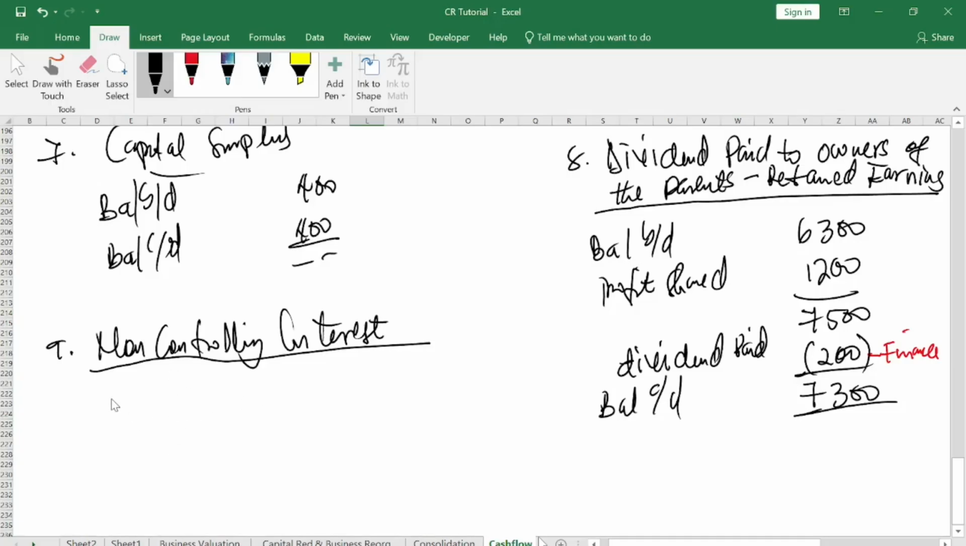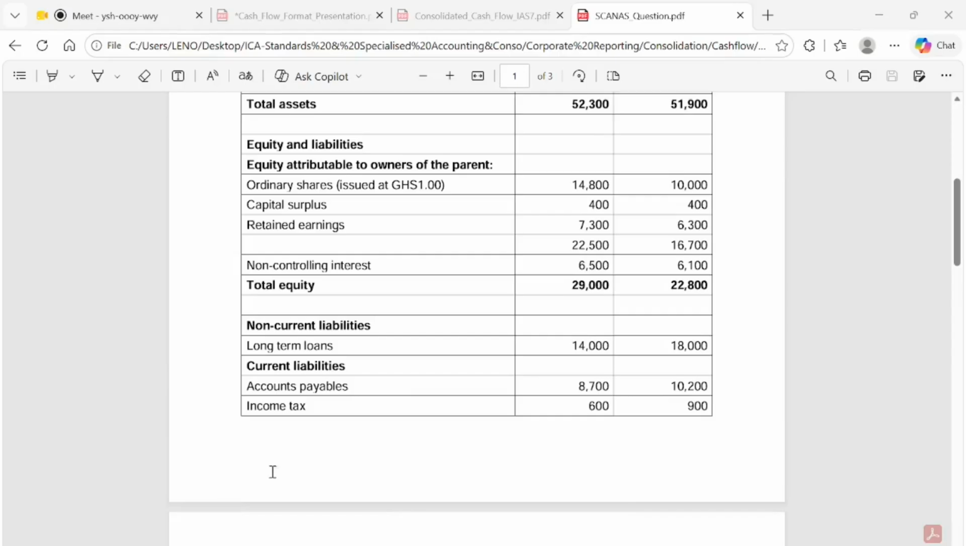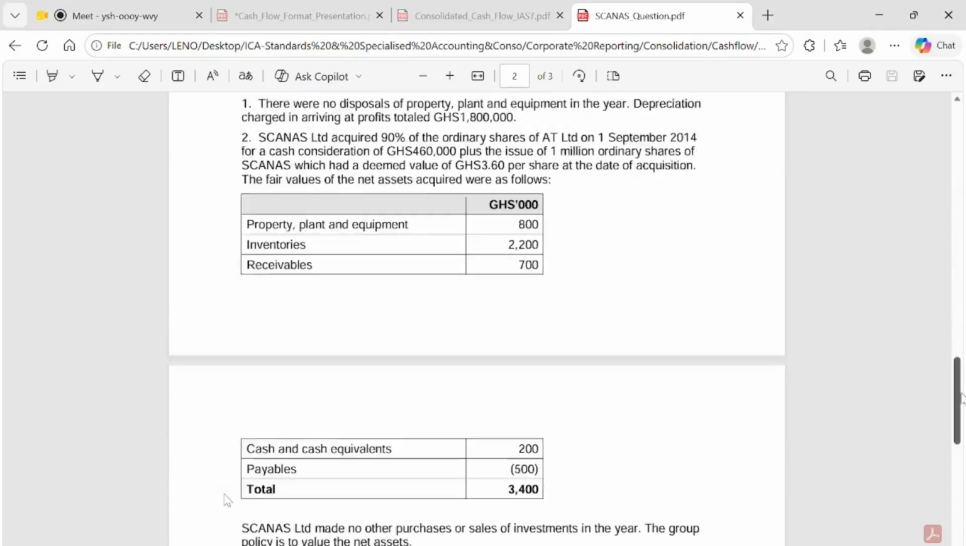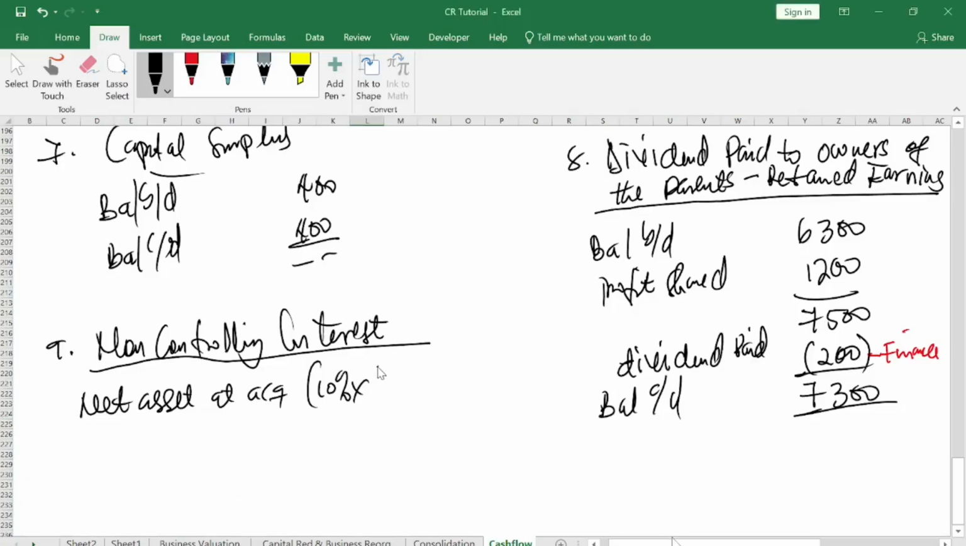So in order to determine the NCI, you take net assets at acquisition. Then you pick the percentage of our subsidiary and multiply by the net assets at acquisition. The net assets at acquisition is here, 3,400. Times the percentage, that is 340. Now, share of profit.